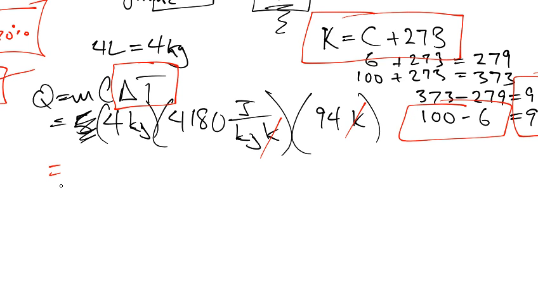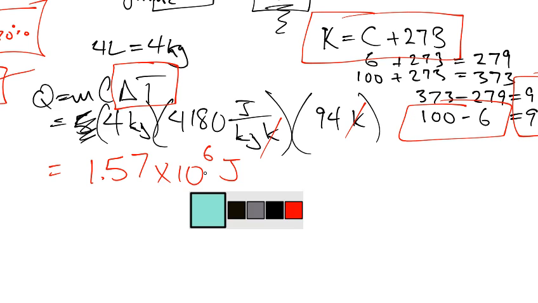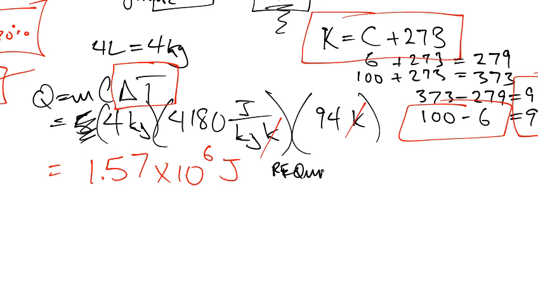Now, what's this all going to give us? Well, we get out our calculator, trusty RPN, and we say enter 4180 times 94 times, and what do we get? 1.57 times 10 to the power of 6 joules. Now, what is this? This is the required amount of energy required for the water.